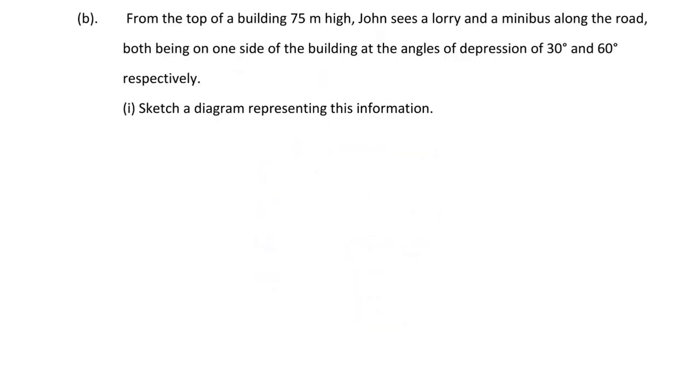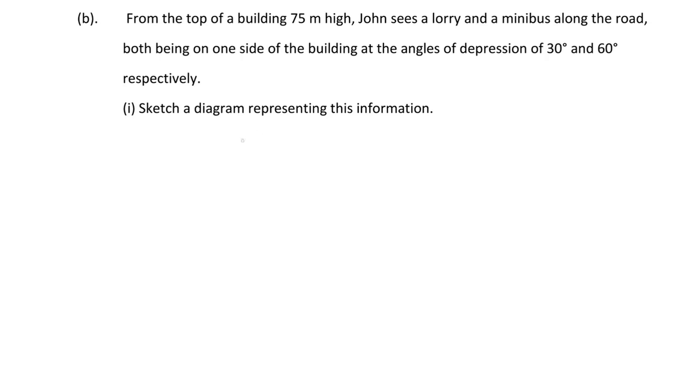Part B of the question: from the top of a building 75 meters high, John sees a lorry and a minibus along the road, both on one side of the building, at angles of depression 30 degrees and 60 degrees respectively. Roman 1: we are supposed to sketch a diagram representing this information.